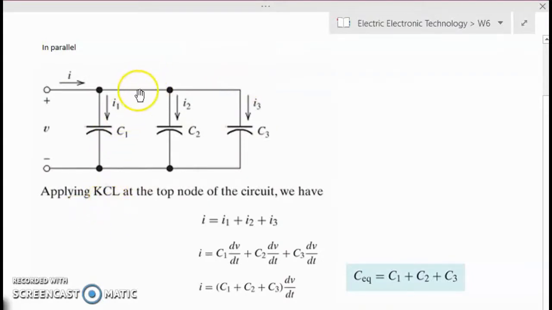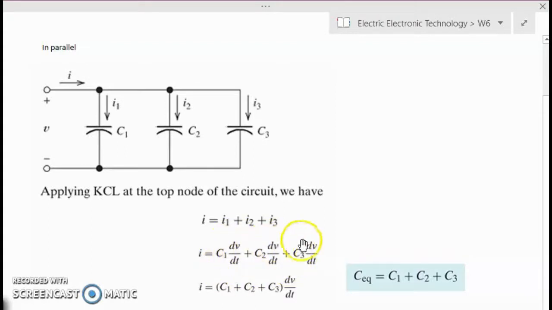And if we write it on the node on top, we will have that I equals I1 plus I2 plus I3. And what is I in a capacitor? We've seen previously that I is C multiplied by the variation of voltage, dV over dt. So for I1, it's C1 dV over dt, and for the second and third, it's the same thing, C dV over dt. Now, C is the capacitance of each capacitor, C1, C2, and C3.